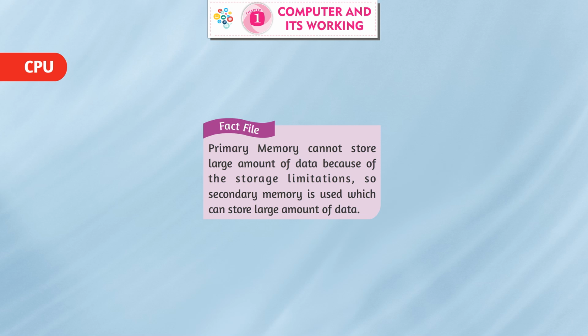Fact file. Primary memory cannot store a large amount of data because of storage limitations, so secondary memory is used, which can store a large amount of data.